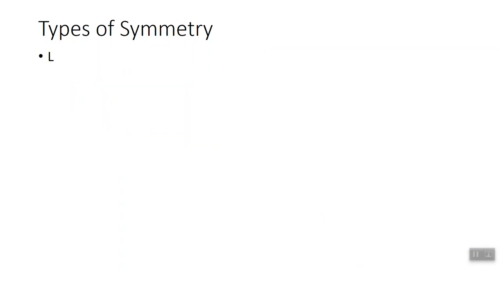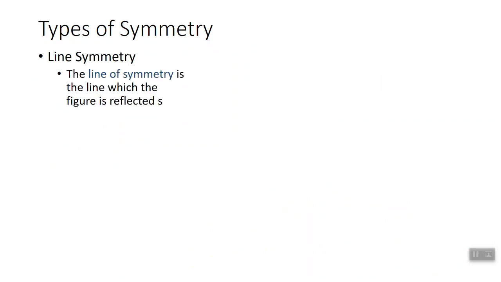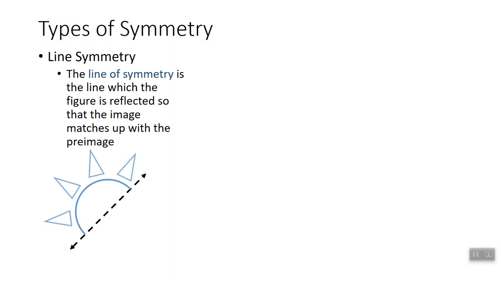All right, now let's look at our types of symmetry. First, we have line symmetry. We saw this in reflection. This is the line of symmetry by which the figure is reflected so that the image matches up with the preimage. So if we ever have a line and one half of the figure is identical to the other side, if you folded it in half, they would match up exactly. This is a line of symmetry. As you can see in this figure, there are several lines of symmetry.